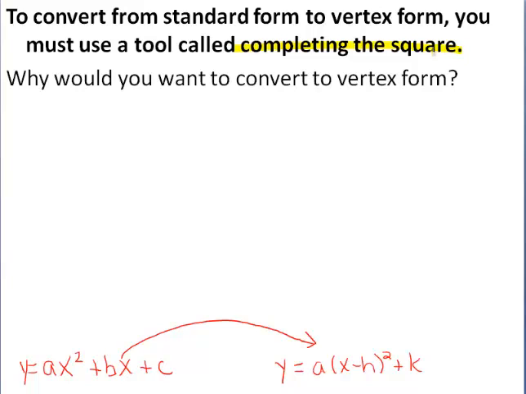Okay? So first let's talk about why would you want to convert to vertex form? Well, a couple of reasons. Really, standard form is how you're going to see quadratics probably more often than not. But vertex form gives us a lot of really good information. First of all, using vertex form, it's easier to graph because you can graph it without a calculator.